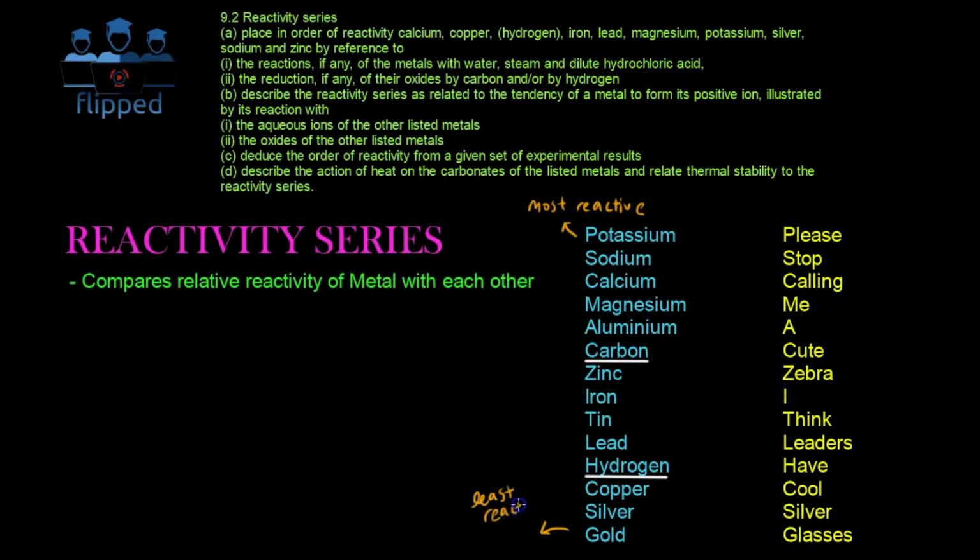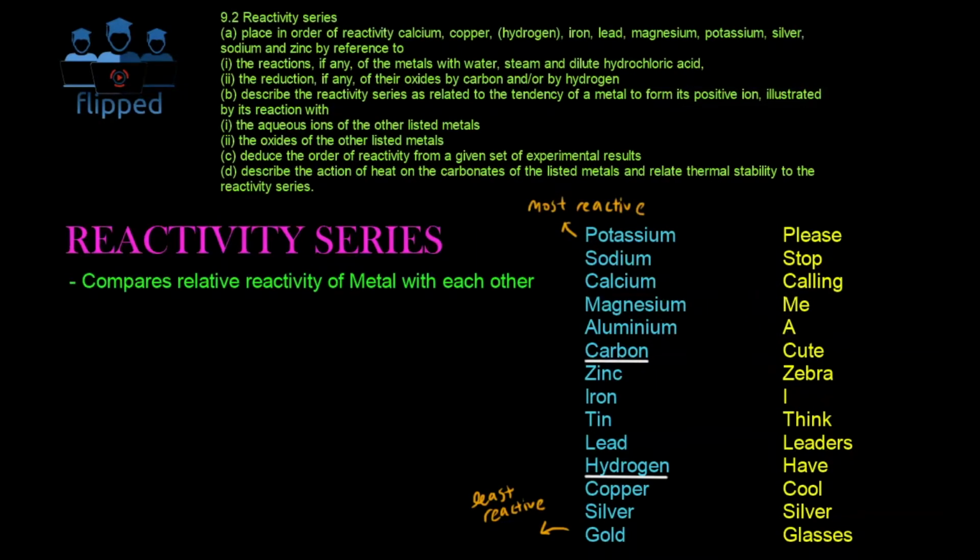So there's an easy way to remember this. We have a mnemonic here, which is: please stop calling me a colored zebra. I think leaders have cool silver glasses. This corresponds to each of the metals here. So please is potassium, stop is sodium, calling is calcium, me is magnesium, etc.